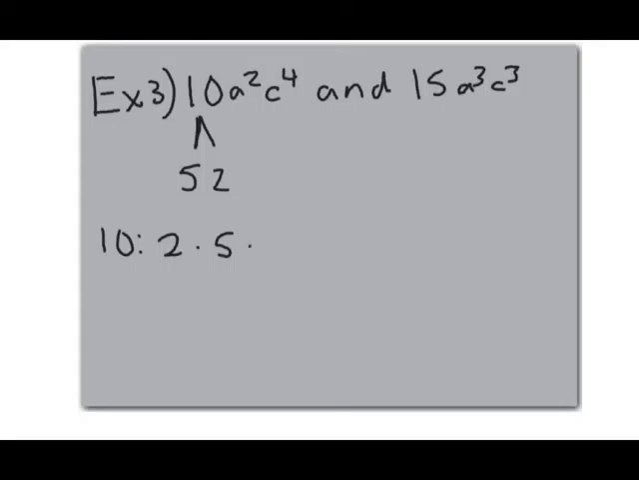When we look at our variables of a squared c to the 4th, all we're doing is writing it out just as it's shown. So it says a squared, so we write 2 a's. C to the 4th, rewrite 4 c's. And do the same for 15.